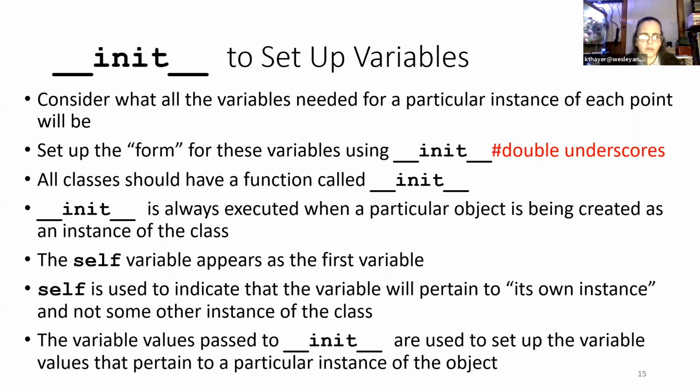That will become apparent when we make 2 points. When we have 2 points in existence, we may be able to calculate, for example, the distance between them. So we'll have this point and its own x, y, and another point, which also is an example of the object that has its own x and y values. And so that's why we need the self. The variable values passed to init are going to be used to set up the variable values that pertain to a particular instance of the object. So when you create the instance of an object, you will be giving information to init to get it started.